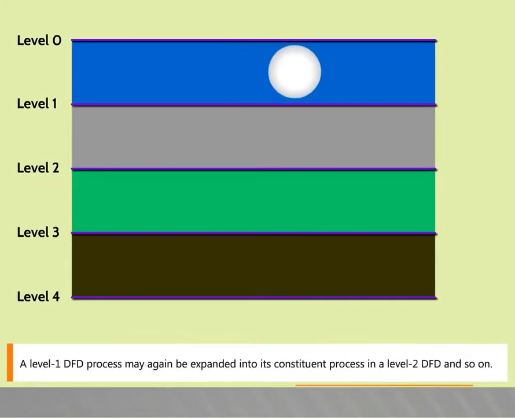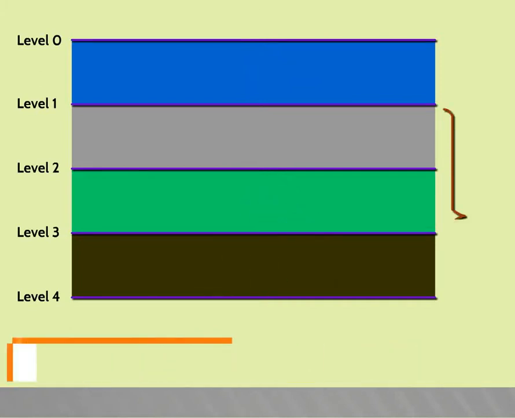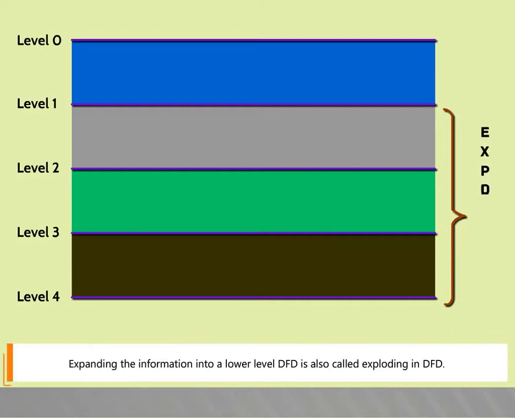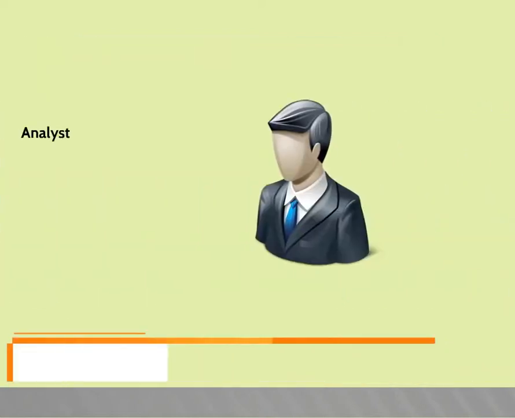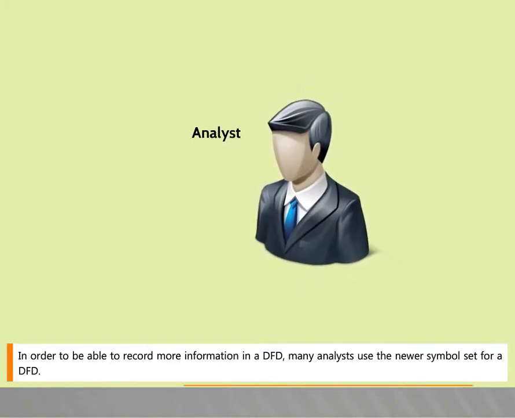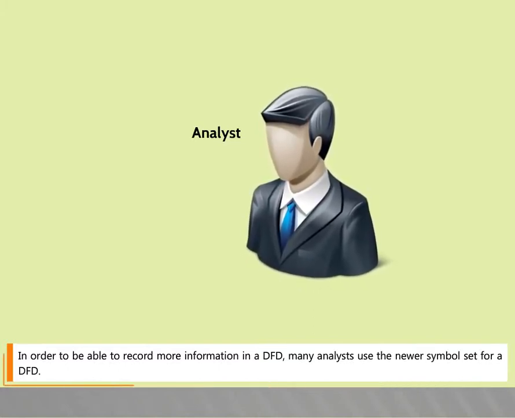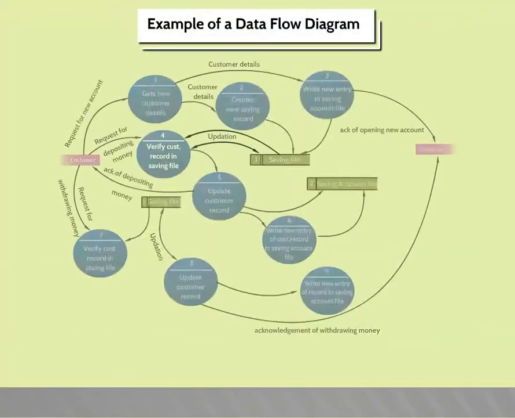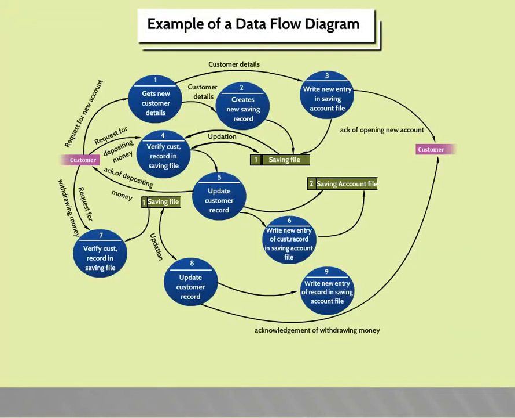A level 1 DFD process may again be expanded into its constituent processes in a level 2 DFD and so on. Expanding the information into a lower level DFD is also called exploding in DFD. In order to be able to record more information in a DFD, many analysts use the newer symbol set for a DFD.